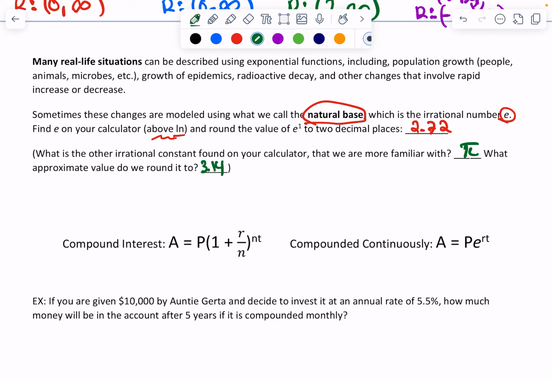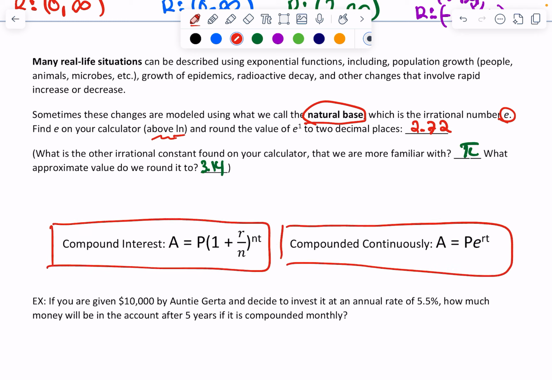Okay, now we're going to go ahead and look at a couple of formulas. So we're going to look at compound interest and then compounded continuously. If you need these formulas on the exam, they will already be given to you. All right, we first need to figure out what does all this mean.